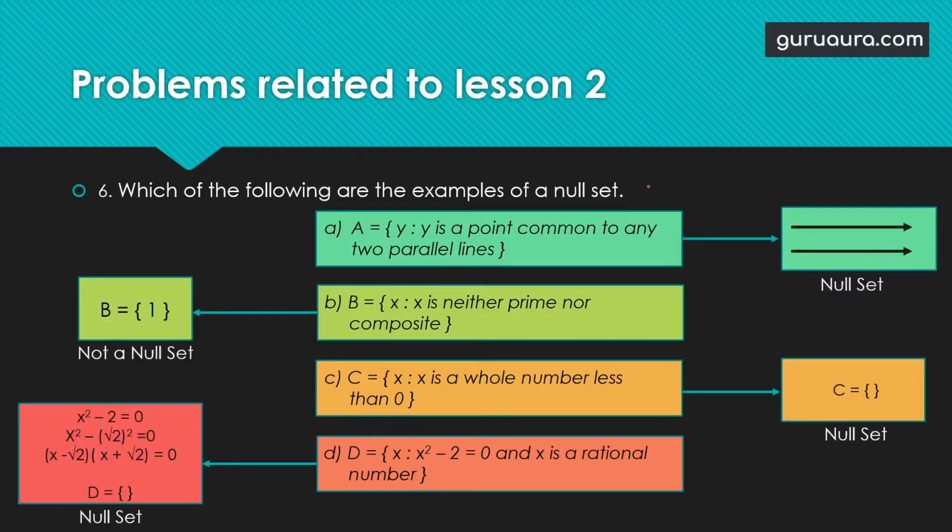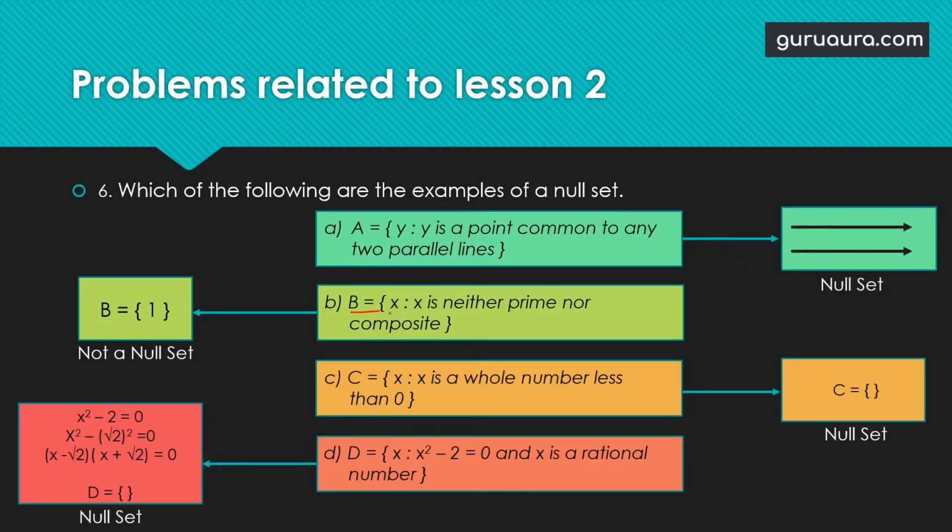Now let's see the answers. The set of all y such that y is a common point to any two parallel lines. This is a null set because parallel lines do not intersect. Hence, they have no common point.